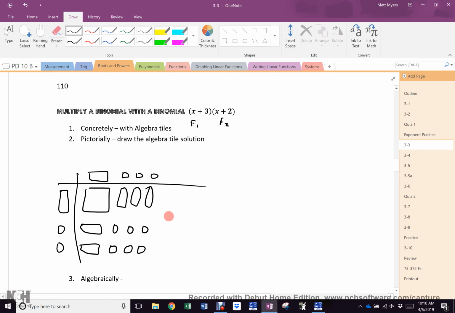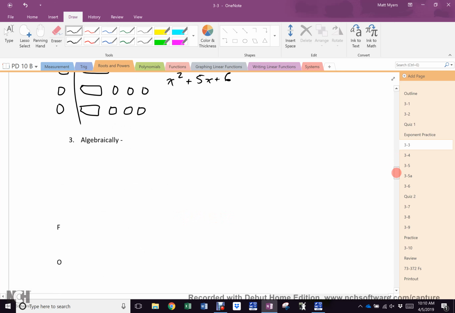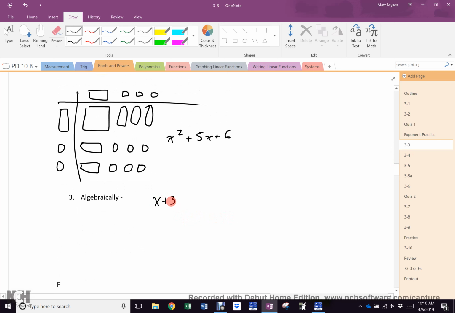What is the answer? Easy peasy lemon squeezy, yes? Now, algebraically, if there was no 3 there, what would you do with that? x times x plus 2 times x. Agreed? Okay.